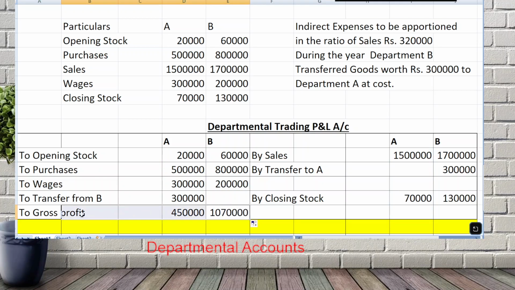Any doubt in this? Any doubt in recording the transfer? This we already learned. Credit the transferring department, debit the receiving department.